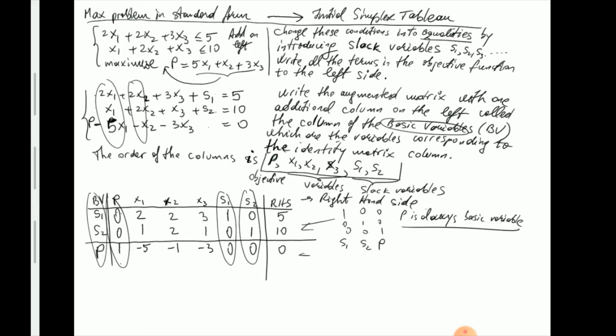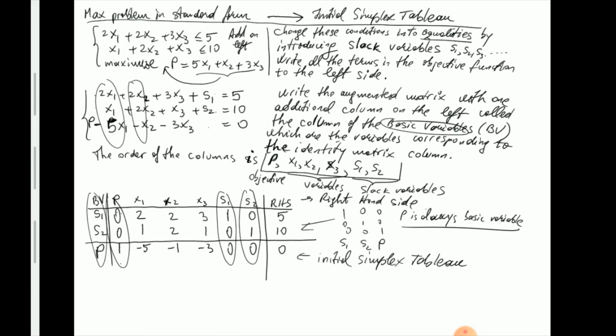So this is what we're going to call the initial simplex tableau, the starting point of the algorithm, which we will discuss in the later portion of the course. I mean the second section, after this section.